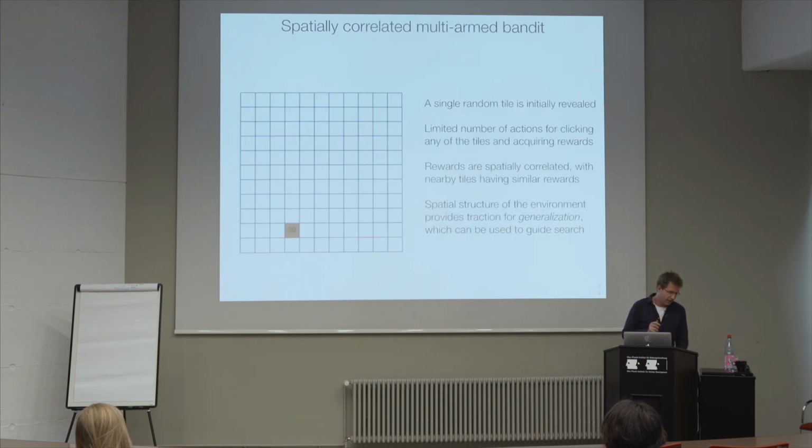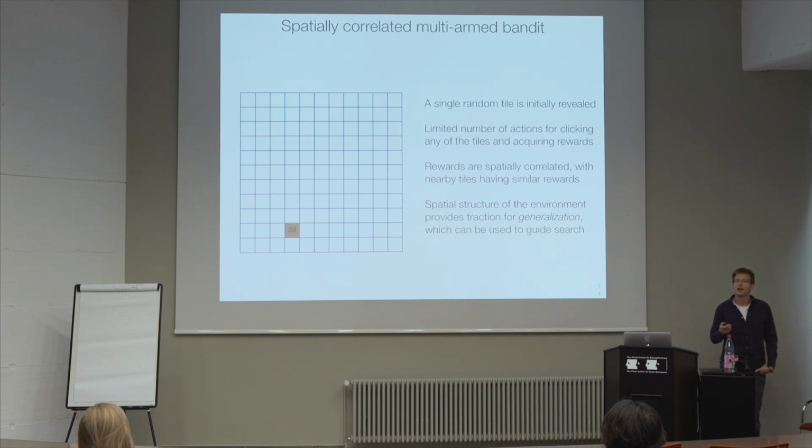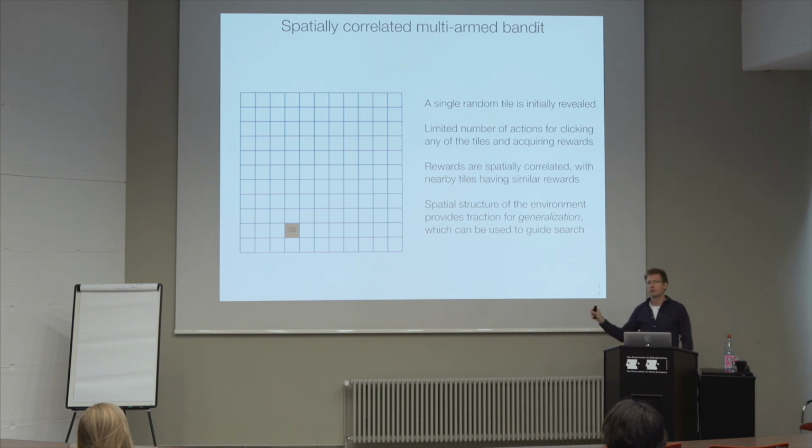Good, so the empirical paradigm we're using is what's called a spatially correlated multi-armed bandit task. What you see here is an 11 by 11 grid, and behind each tile a reward is hidden. Initially, one of these is revealed, so say you get 39 points, and we incentivize search. The more points you get, the more money you make.